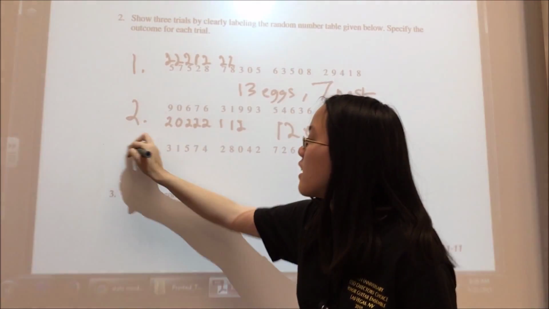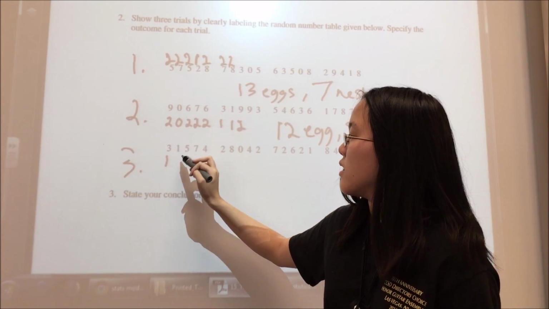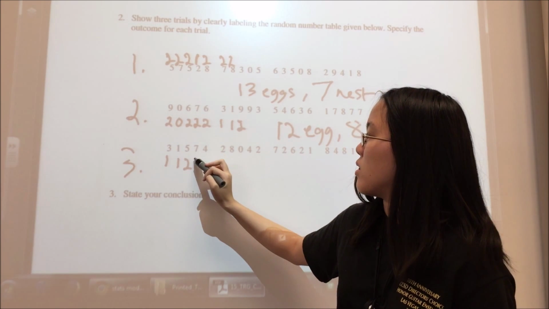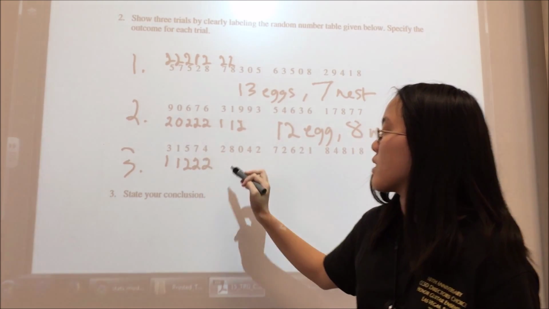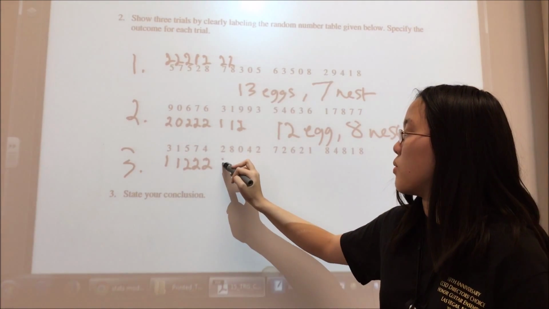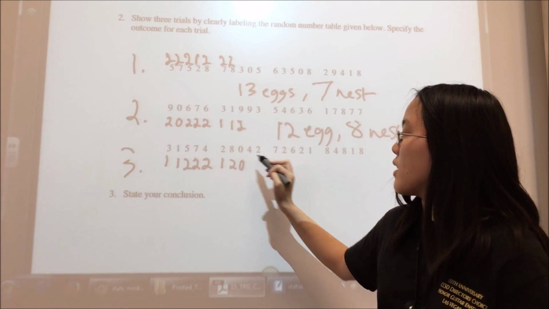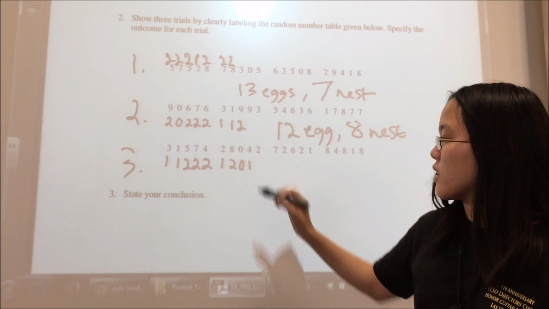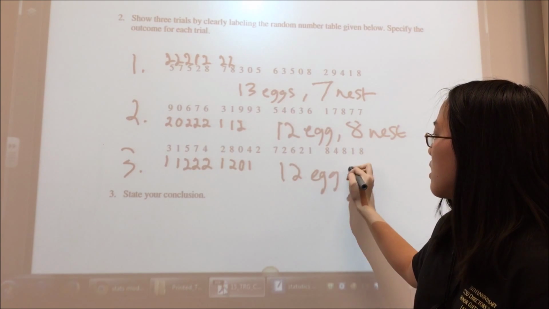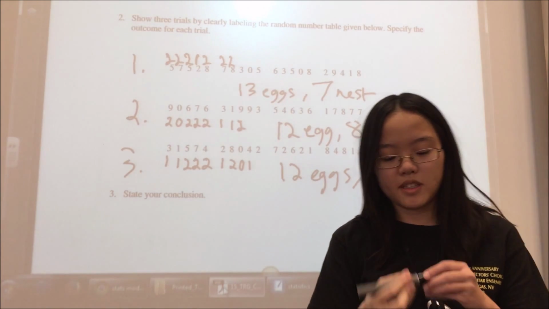And then for trial number 3, we're going to do this one more time. This is one egg, 2 eggs, 2 eggs, and 2 eggs again. So now we have 8. And since we have a 2 here, that's 1 egg. This is 2 eggs, and this is 0 eggs, and this is 1 egg. So now we have 12 eggs, so we can stop here. So this is 12 eggs, and we visited 9 nests, and we just completed the trials.